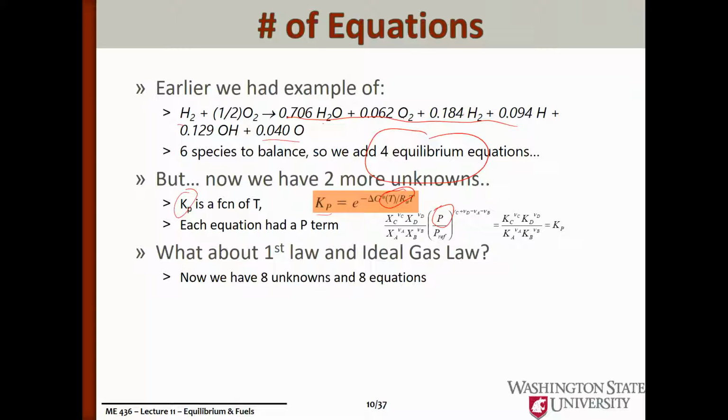So there's 2 new unknowns. How are we going to address those? Well, we're going to have to solve the system of equations for the mass balance, the equilibrium balance, at the same time as we do our first law energy balance, which tells us temperature, and at the same time as we do the ideal gas law on that temperature, and assuming we knew the volume, or if pressure was constant, we find the volume. Either way, we'll need the ideal gas law to get that pressure term correct. So now we have 8 unknowns, 8 equations, all being solved simultaneously.